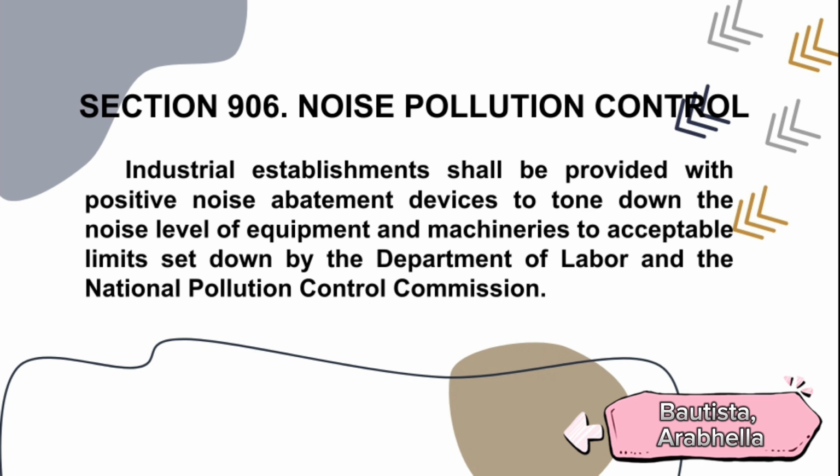So, di ba, karamihan ng mga equipment and machines na ginagamit especially sa construction and industrial establishment ay may ingay. So, para mabawasan yung ingay na produce ng mga equipment and machines kapag ginagamit is especially sa gabi, dapat may provided na noise abatement devices para hindi nakakaabala sa mga taong malapit sa area.